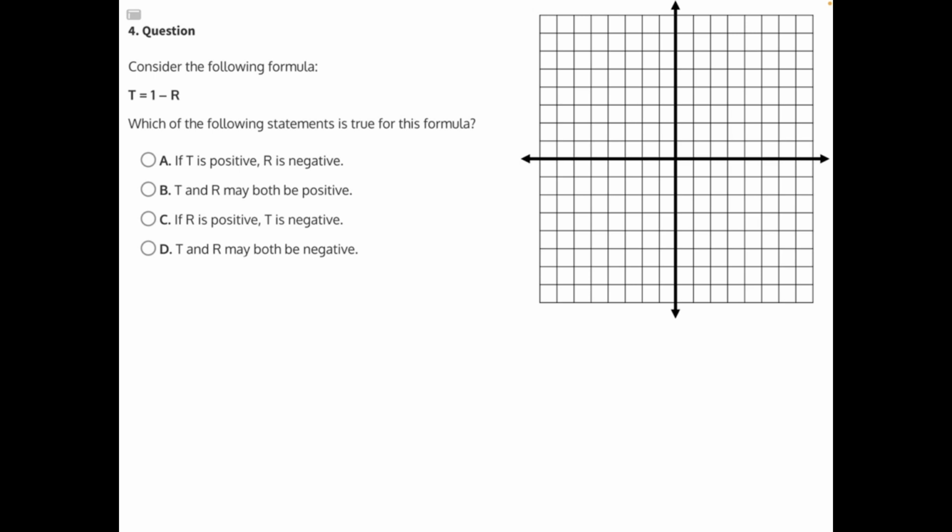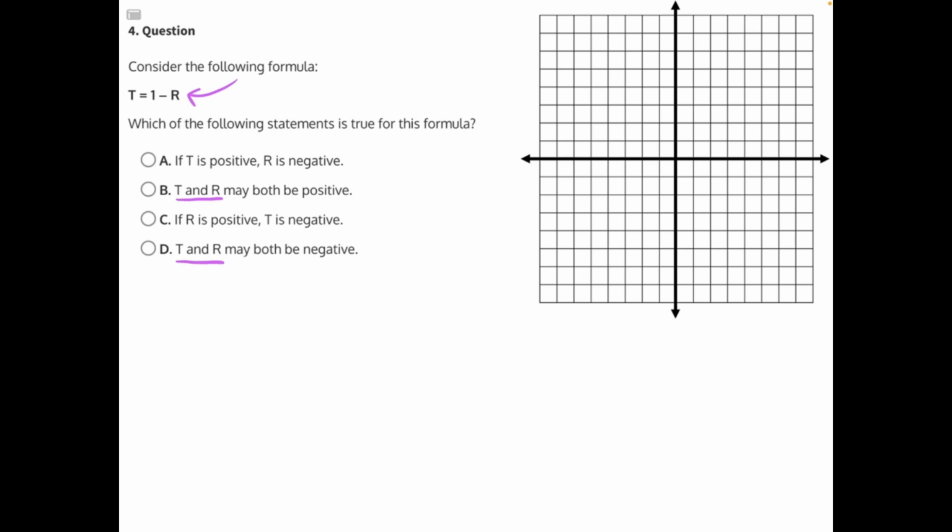Consider the following formula. Which of the following statements is true for this formula? To solve this question, we're going to need to graph this equation so we can analyze the relationship between t and r. Normally, we would identify a cause and effect variable and label our axes accordingly. However, there are answer choices that have both t and r as causes and effects.